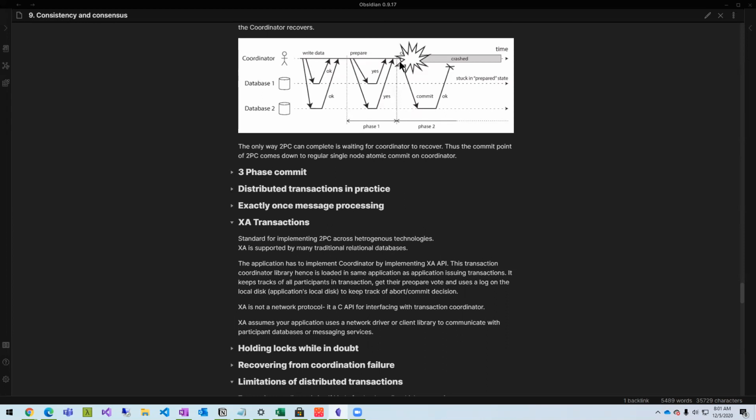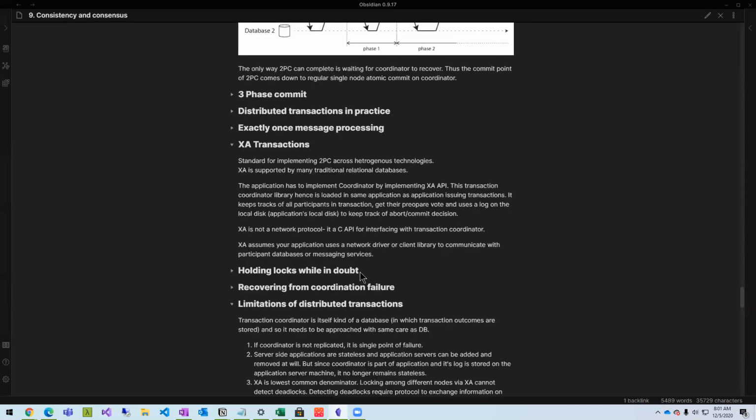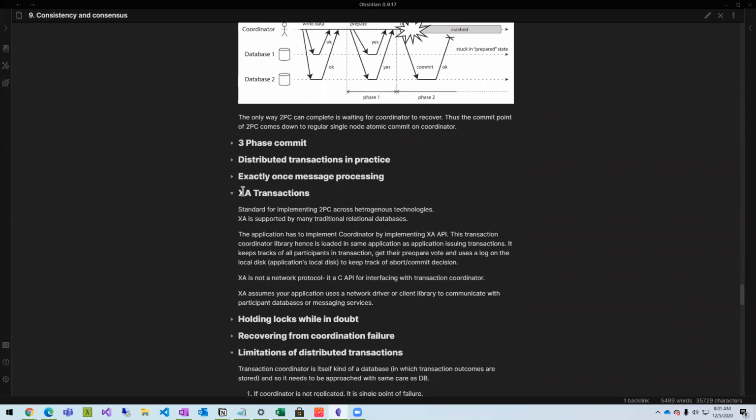So now, as you can see, this is a part of the coordinator. The coordinator is part of the application, so it has its own disadvantages. Those limitations we will discuss when we come here, but let's quickly discuss some other topics which are related to this two-phase commit.